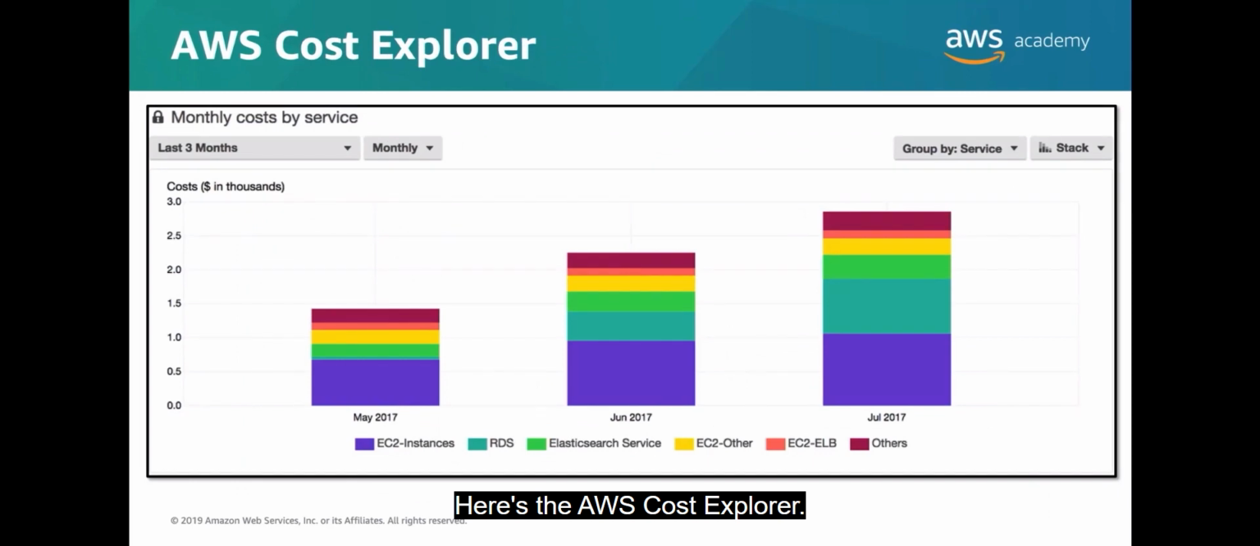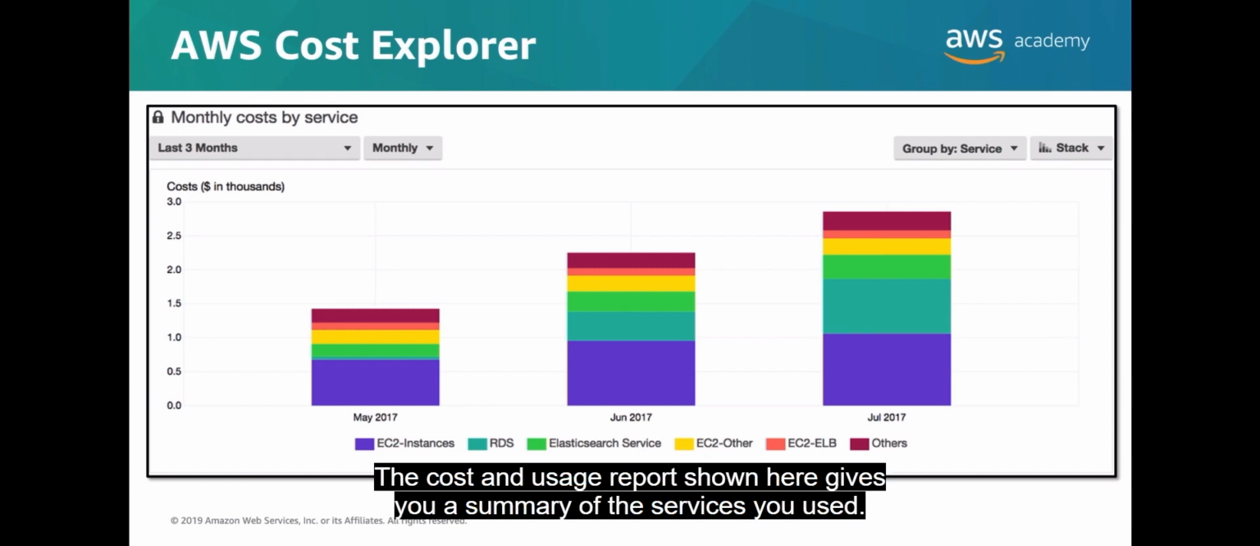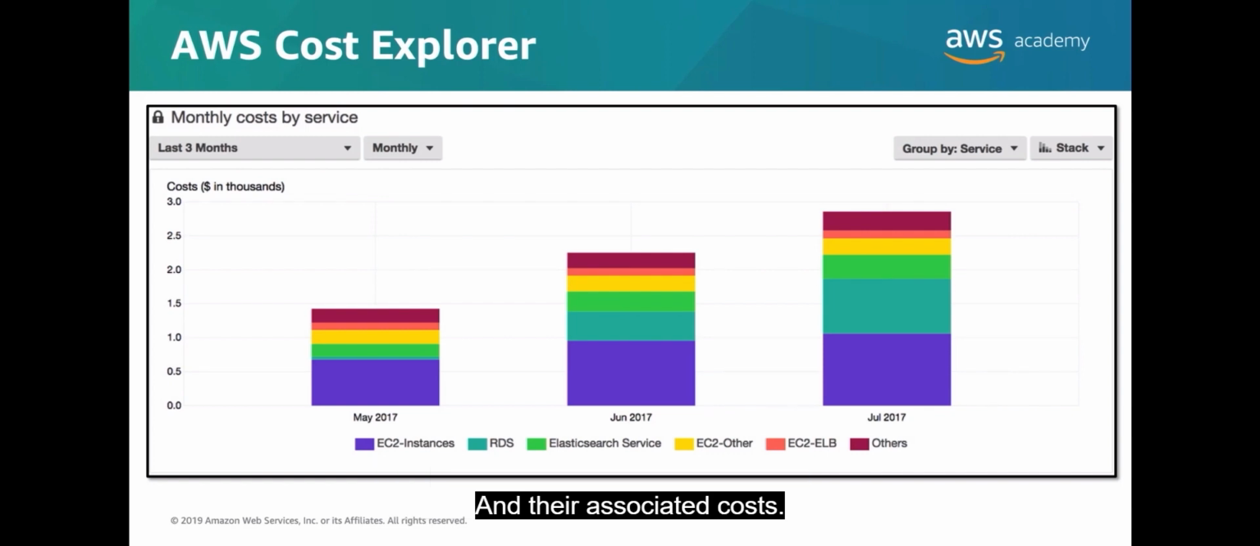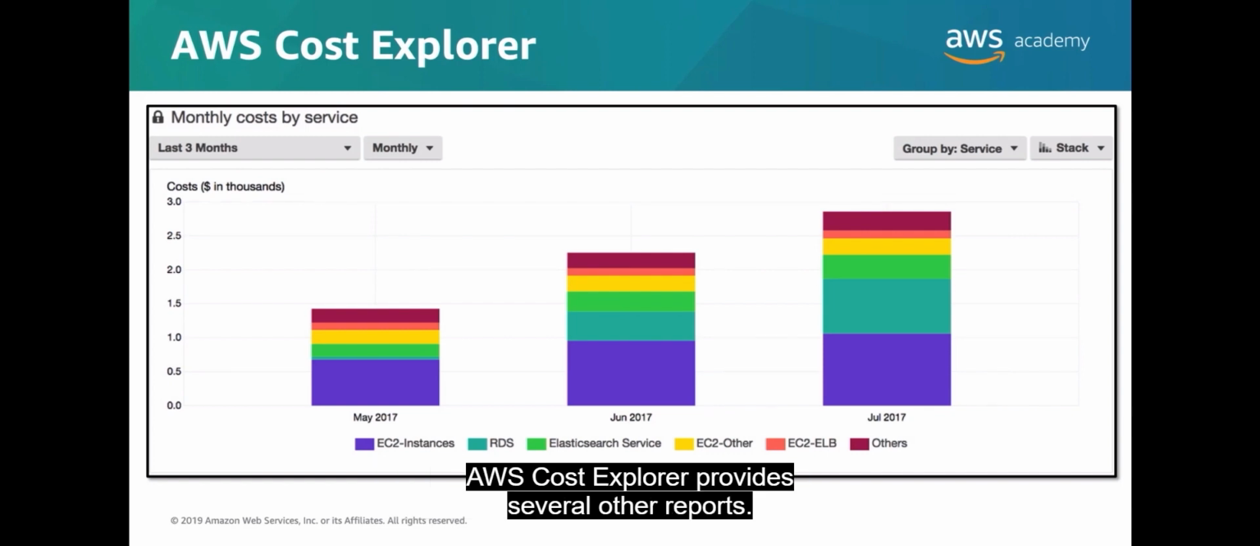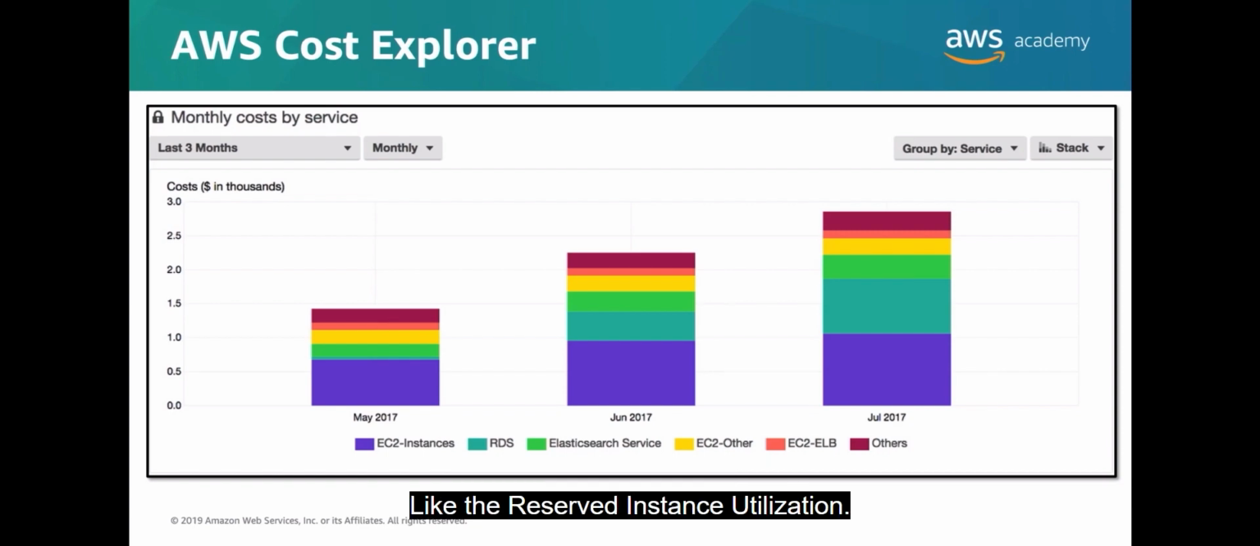Here is the AWS Cost Explorer, where you can view your costs and usage. You can filter and group data along various dimensions, such as service or instance type. The cost and usage report shown here gives you a summary of the services you used and their associated costs. AWS Cost Explorer provides several other reports, like the Reserved Instance Utilization and Reserved Instance Coverage reports.